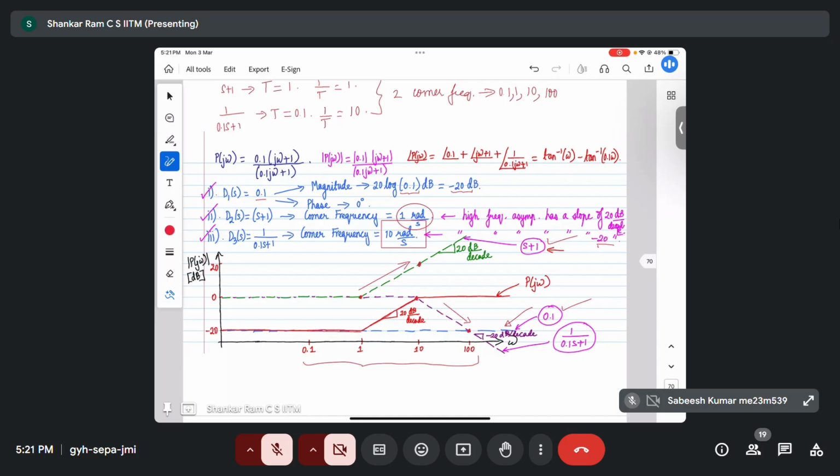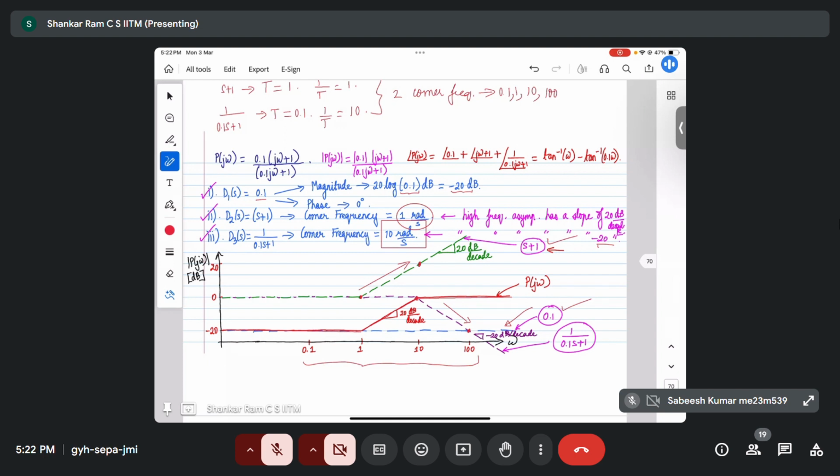Now after that, the factor 1 by 0.1 S plus 1 kicks in. Now when 1 by 0.1 S plus 1 kicks in, what do you think will happen to the total magnitude plot? Why do you think this is becoming a flat line? Because they will cancel each other. Yes, exactly, right? S plus 1 has a high frequency asymptote of plus 20 decibels per decade, whereas 1 by 0.1 S plus 1 has a high frequency asymptote of minus 20 decibels per decade, so the sum is going to be 0 decibels per decade, right? So that is why it is cancelled, okay? So it becomes a flat line, all right? So I hope that is clear, right?